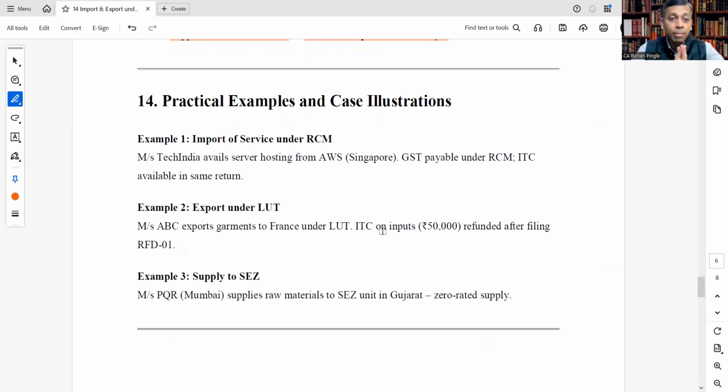Let's see example 1. Import of service under RCM. Messrs. Take India avails what? Server hosting from AWS Singapore. GST is payable under RCM, that is RCM, ITC is available in the same return, and Take India will pay that IGST.